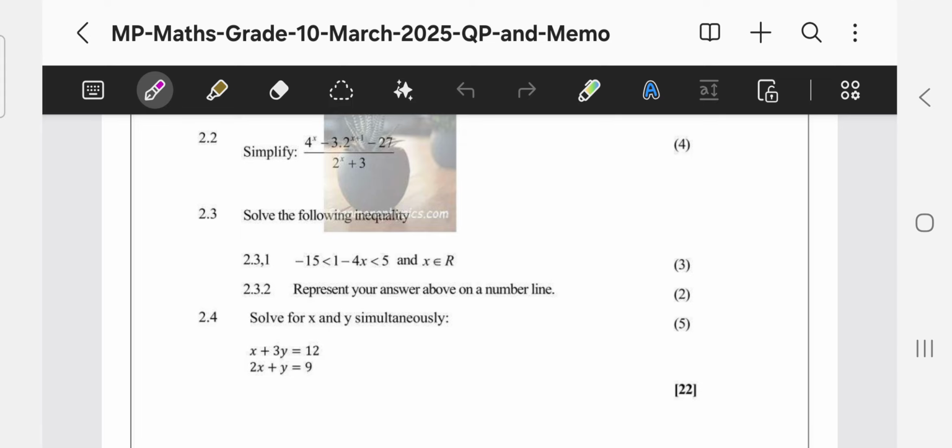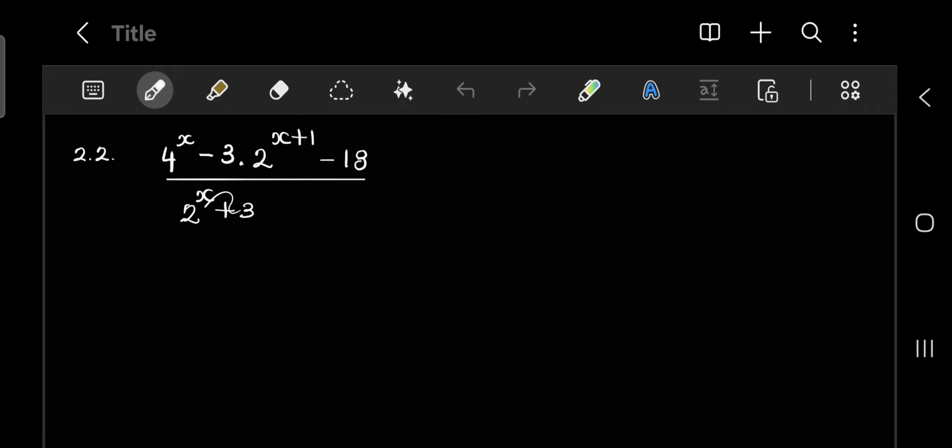So 2.2 says 4 to the power x minus 3 times 2 to the power x plus 1 minus 27 over 2 to the power x plus 3. And they ask you to simplify. The first thing I need to point out with this question, you guys, is that there is an error. Okay, so this negative 27 is actually the wrong value. It should be negative 18. So everything else in the question will remain as is, but the negative 27 is supposed to be negative 18. So I'm going to work with it as that corrected way, where I've got the negative 18 at the end.